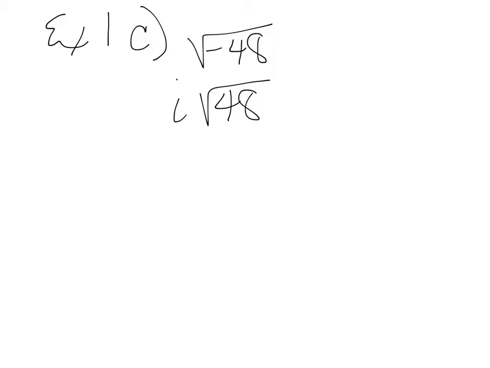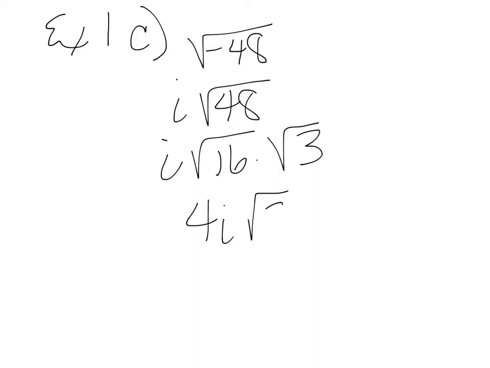If you look and see the greatest thing you can break down, that's what you want to try to take out. So I now have the square root of 16 times the square root of 3. So the square root of 16 we know is 4. There it is. 4i root 3. See, it's not so bad. This stuff's pretty cool.